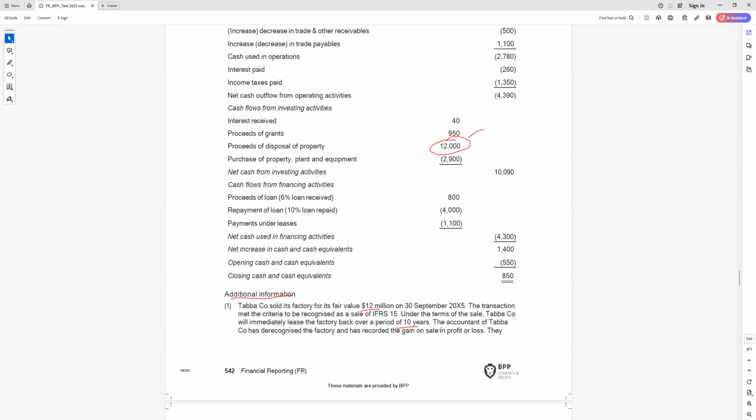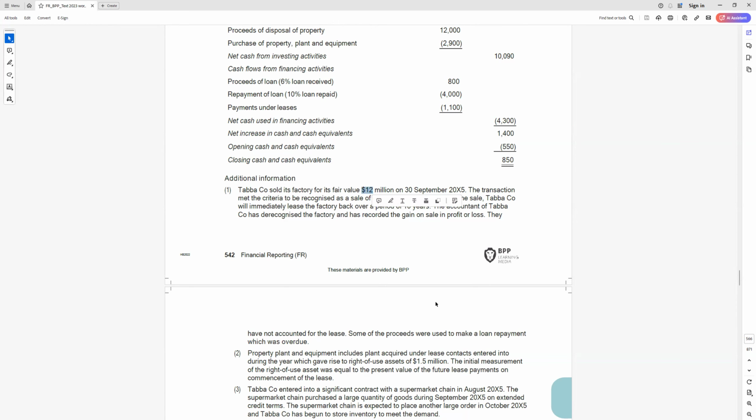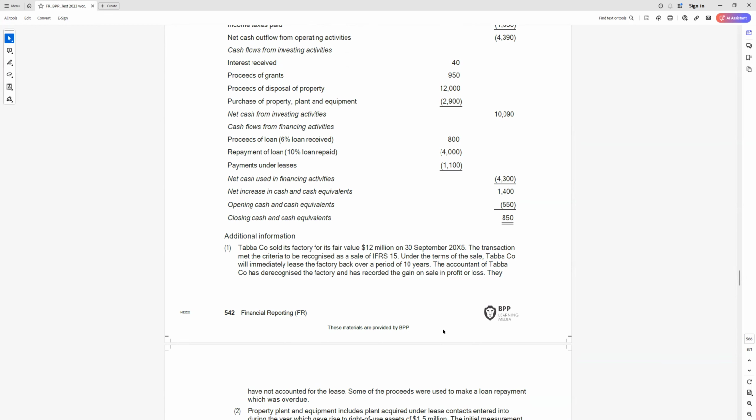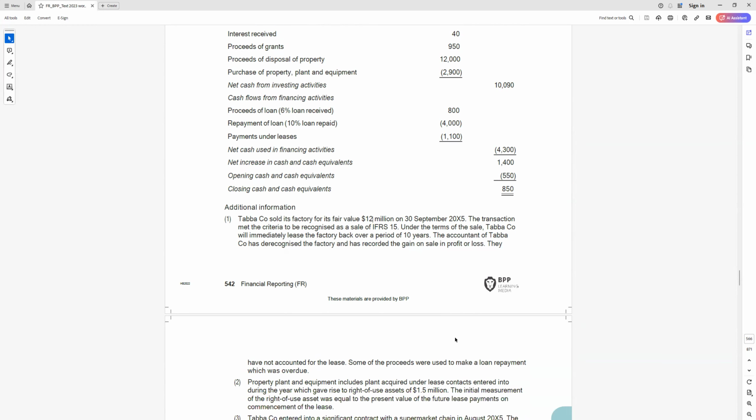Some of the proceeds were used to make a loan payment, which was overdue. So they said the money they received by selling, 12 million, they used to pay some loan and some overdue amount. And also, they have not accounted for the lease. Normally when you take a lease, and if it is more than 5 years, it is a long-term lease and we have to show it on the financial statement.